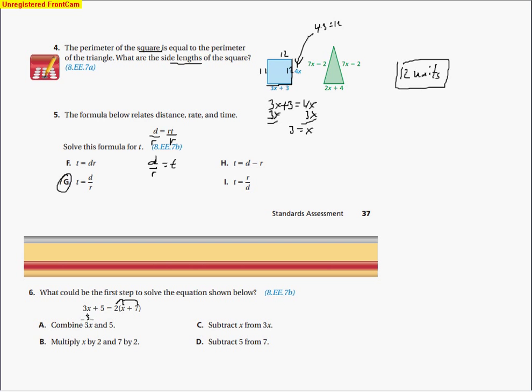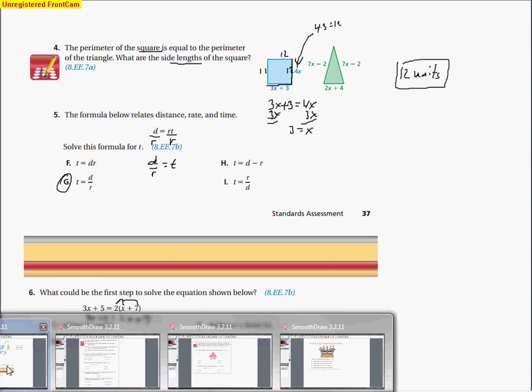So I'd have 3x plus 5 equals 2x plus 14. So I'm going to look for that. And so combine 3x and 5? No, can't do that. Subtract x and 3x? No, you can't do that yet because this x needs to be multiplied. Subtract 5 from 7? I wouldn't do that yet because the 7's inside the parentheses. It's right here. Multiply x by 2 and 7 by 2. And that would be our answer, letter B.